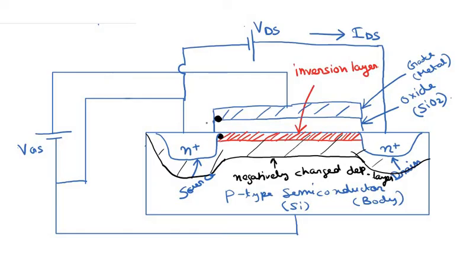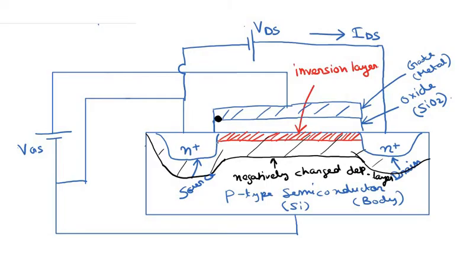Now this body is basically shorted with the source. Okay, and so the source is basically controlling the voltage at this point. Since the body is shorted, the source is basically controlling the potential at this point. This point is basically attached to the source, that is the extreme left part of the channel. This part is the source, and the extreme left part of the channel is attached to the source.